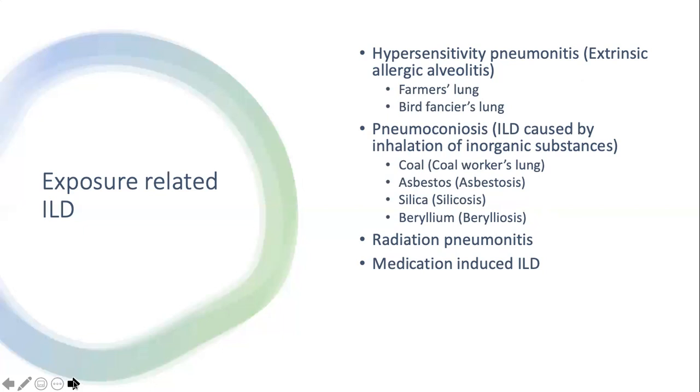Then the medications that are associated with interstitial lung disease include amiodarone, which is an antiarrhythmic, nitrofurantoin, which is an antibiotic, and methotrexate, which is an immunosuppressant drug that is used in the treatment of connective tissue diseases.